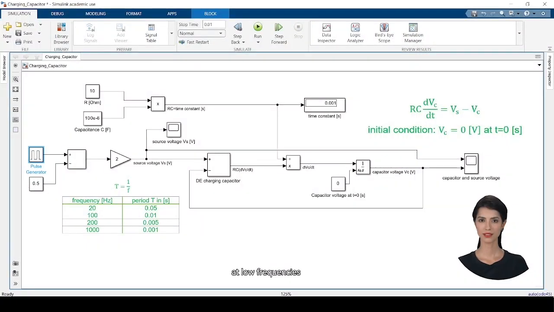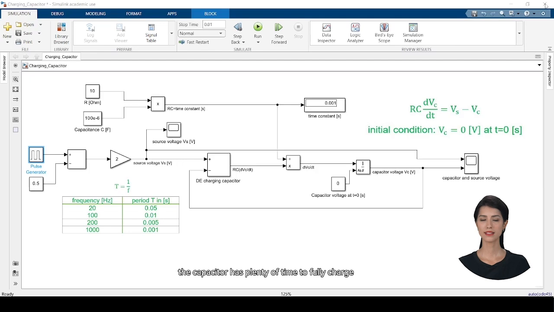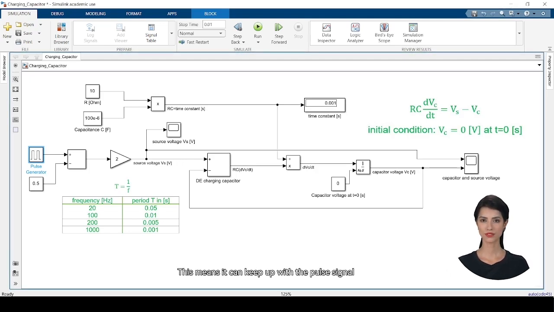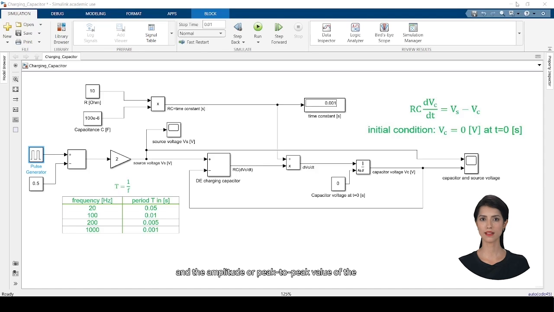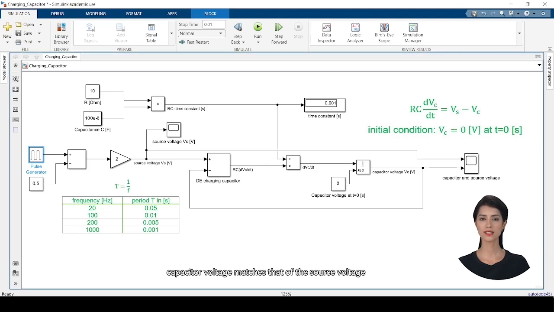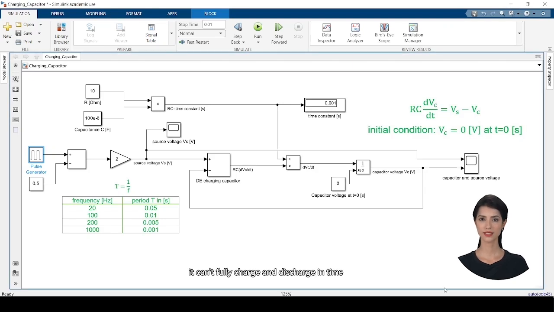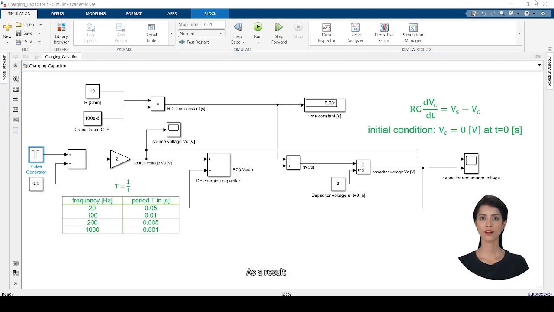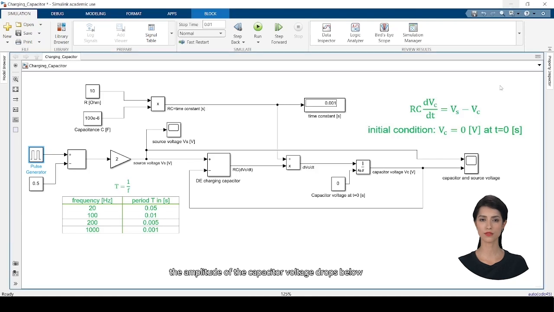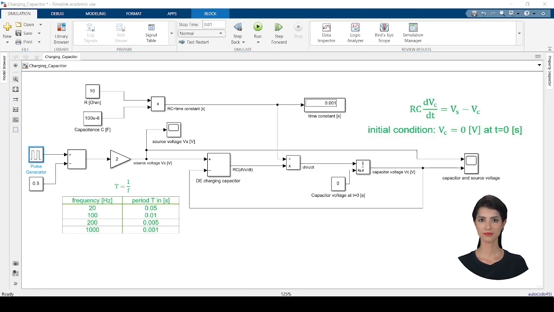To sum it up, at low frequencies, the capacitor has plenty of time to fully charge and discharge. This means it can keep up with the pulse signal, and the amplitude, or peak-to-peak value, of the capacitor voltage matches that of the source voltage. But as the frequency increases, the capacitor starts to struggle. It can't fully charge and discharge in time. As a result, the amplitude of the capacitor voltage drops below that of the source voltage.